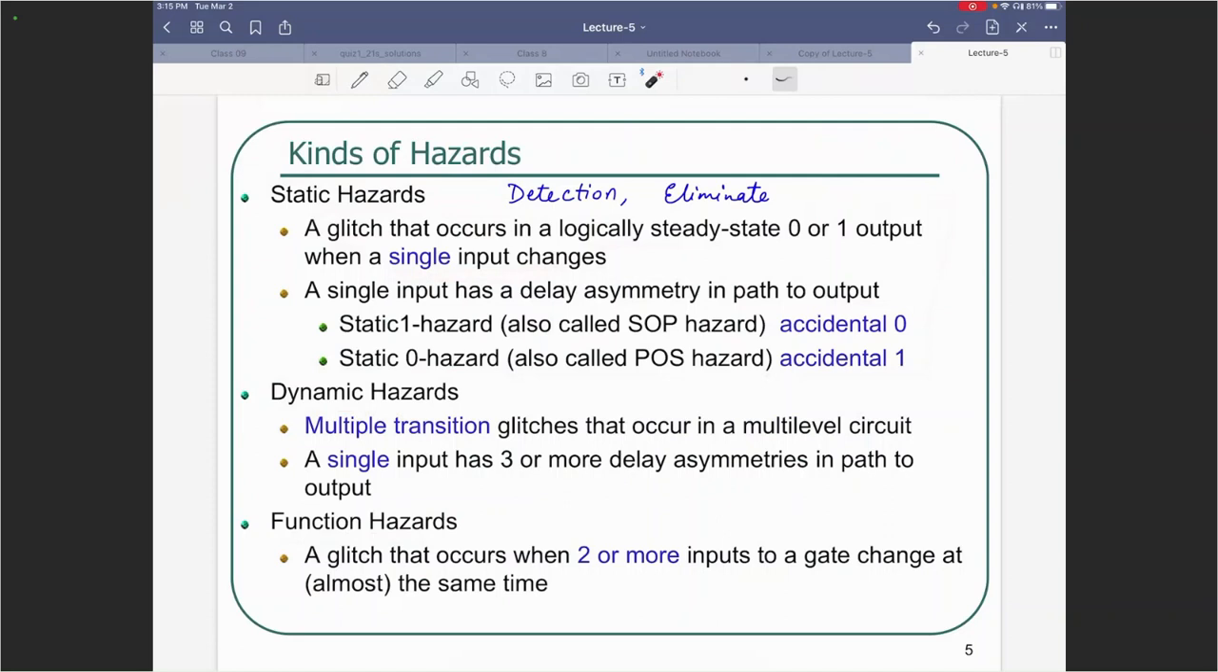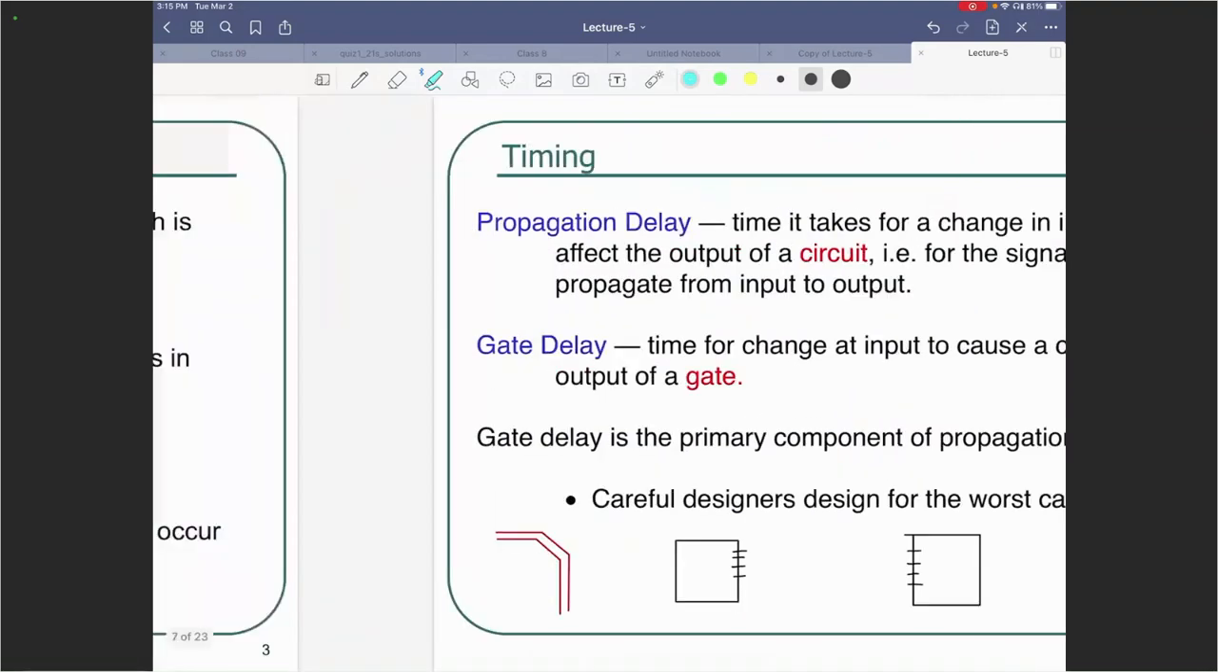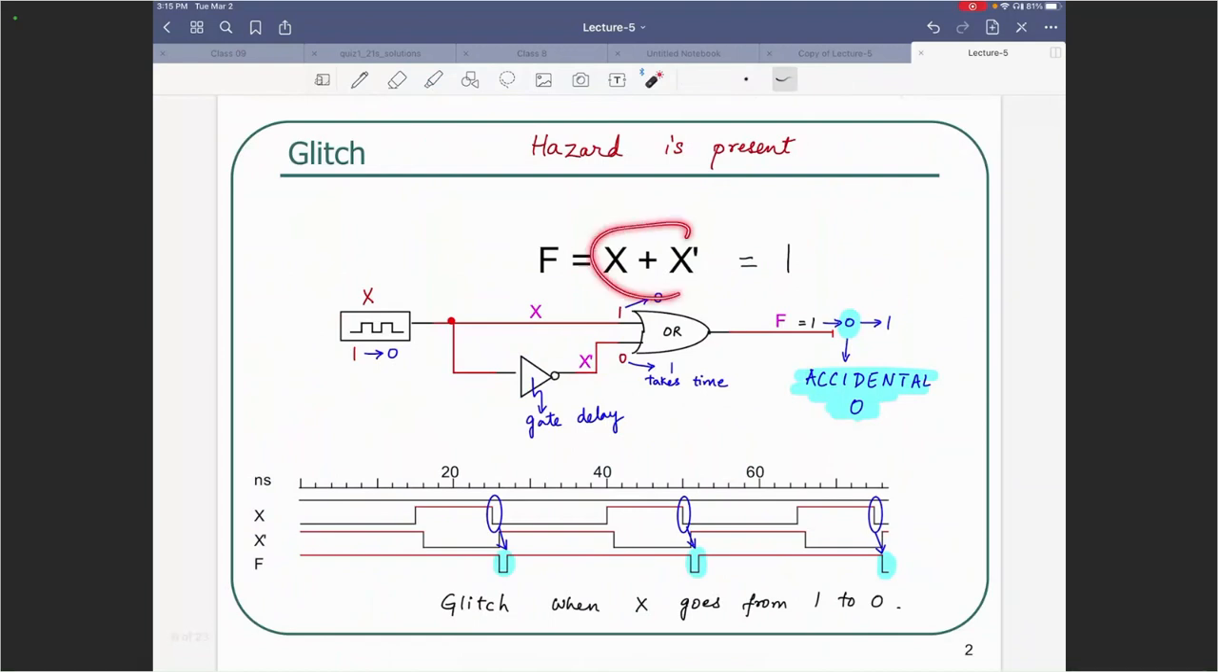There are two categories of static hazards. There is a static one hazard, also called the sum of products hazard. That's what we looked at earlier, in which we end with an accidental zero. So all of these are pointing to the same thing: static one hazard, SOP hazard, and accidental zero. One such example for a static one hazard was right here. This is a sum of products circuit. Because it has an OR gate at the very end, we got an accidental zero in it. So this would qualify as a static one hazard being present.